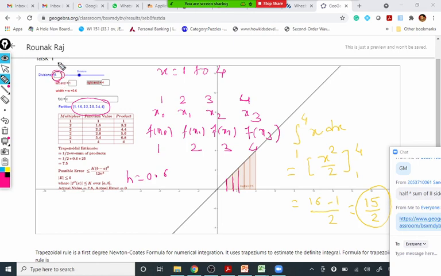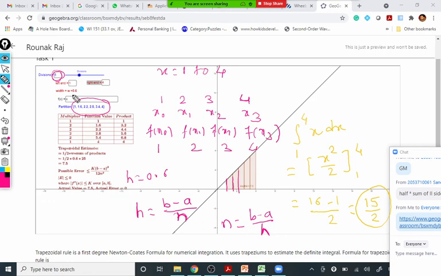There is one formula I will tell you. H is equal to b minus a upon n. Now let me explain all these things. What is h? H is the class interval, the difference between two successive values of x. A and b are the interval which we want to divide, and n is the number of divisions we want. Suppose we have to divide the entire interval into 5 parts, so n is 5. This is vice versa. We can get n if we know h also: b minus a upon h. So we can get both that way.